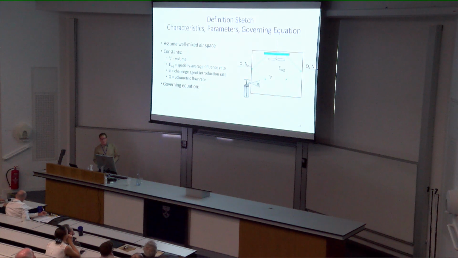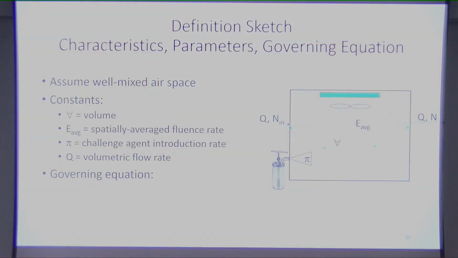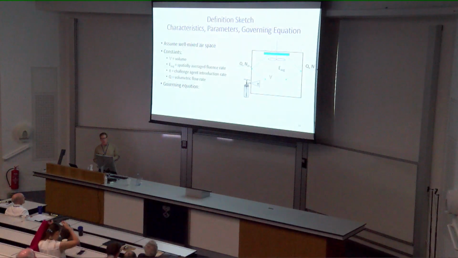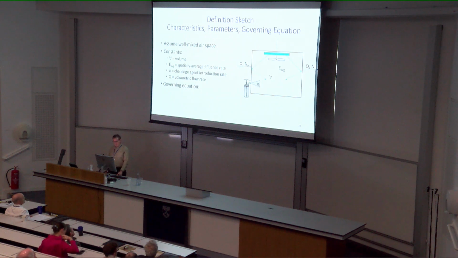All right, so what I want to do is set the stage in terms of the model that we use to describe the dynamic behavior of this system. Here's a definition sketch to illustrate the behavior of the system. Many of the characteristics of the system are pretty easy to measure, things like volume. We have an estimate of the spatially averaged flow rate. We can come up with a representation of the rate at which the challenge agent is introduced, and we can also measure the volumetric flow rate of introduction of air into the system.